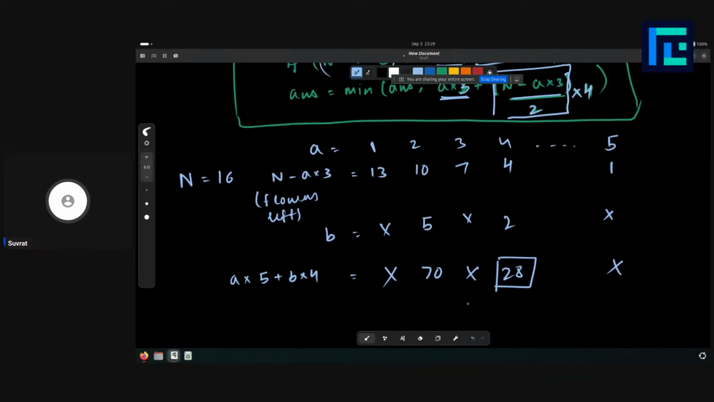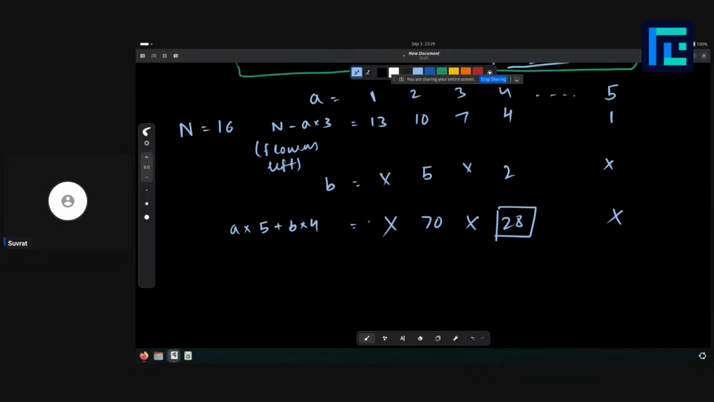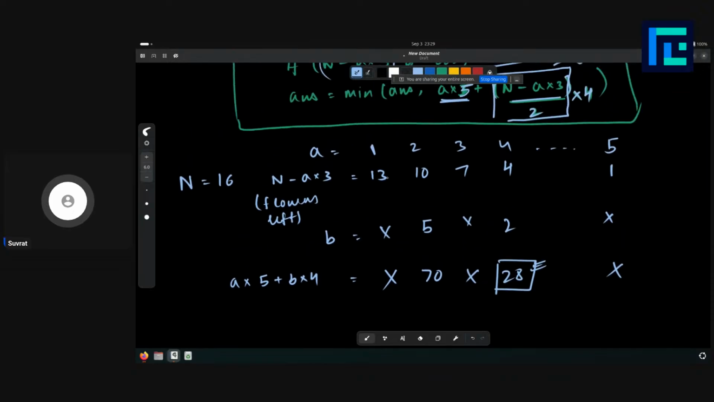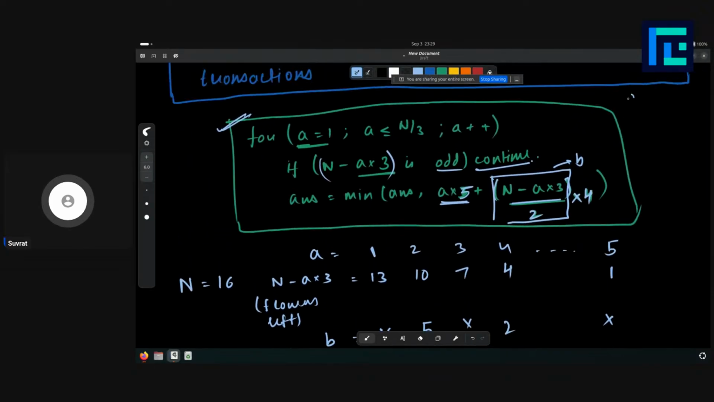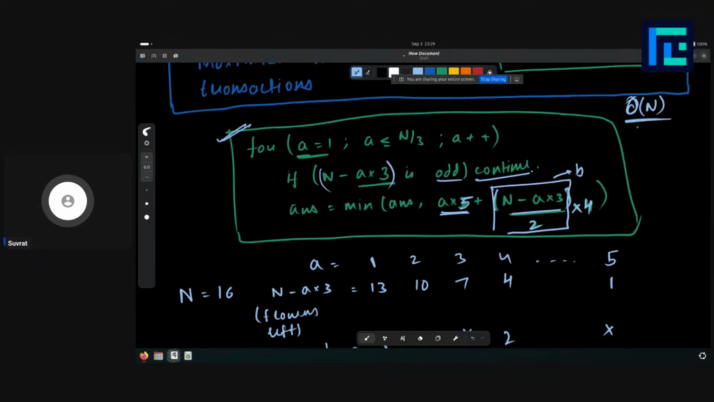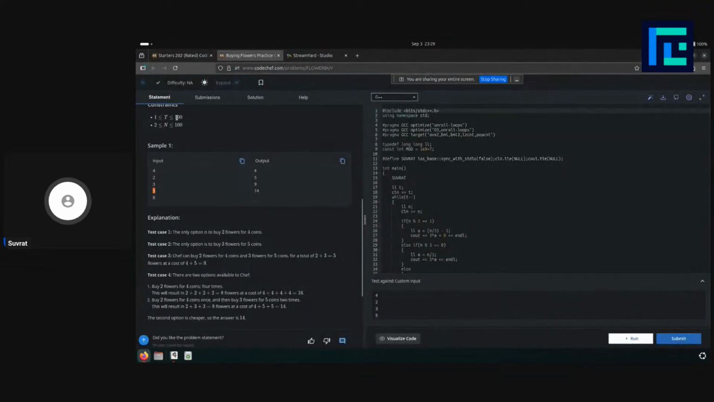So yep, and 4 into 3 is 12, 2 into 4, okay, 16. So 28 would be the answer that we'll get. So basically now this was an answer in O of n, but we can do better in this question. This would pass since the constraints allow it to pass.